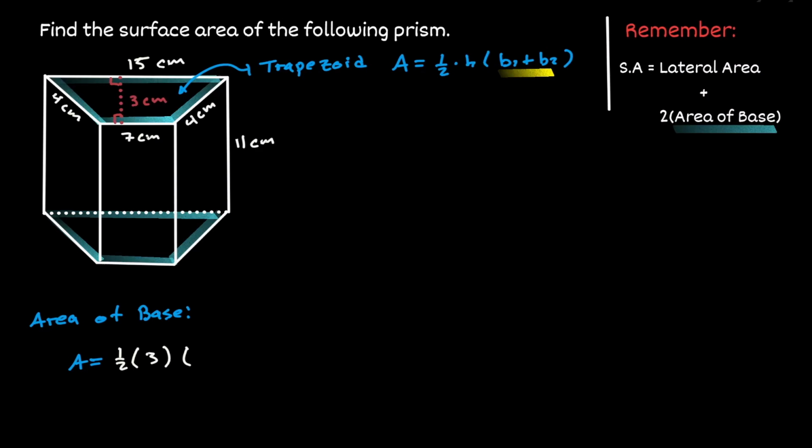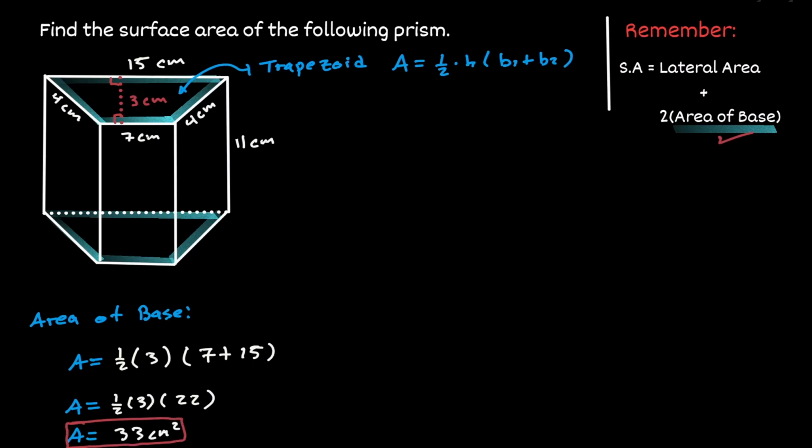Now we need to figure out the values of the first and the second base. The first base length is given to us, that is 7. So let's plug that in our formula, plus the second base, which is 15. So let's plug that in. Now let's simplify this expression. If we put this multiplication in our calculator, that is going to give us 33 centimeters squared. So now we know the area of the base.